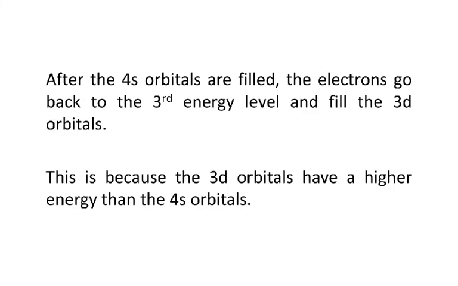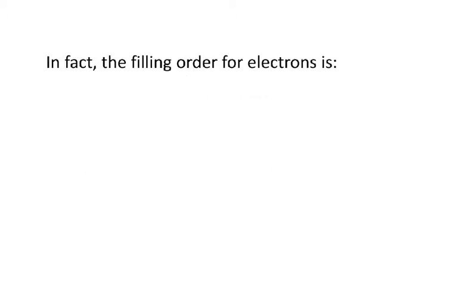Okay, now after the 4s orbitals are filled, the electrons go to the third energy level and fill the 3d orbitals. So it goes from 4s to 3d. And this is because the 3d orbitals have a little bit higher energy than the 4s. Monday in class, I'm going to give you a little chart that has the energy levels, so you can see why 4s is filled before 3d. In the meantime, I'm just going to give you the filling order.